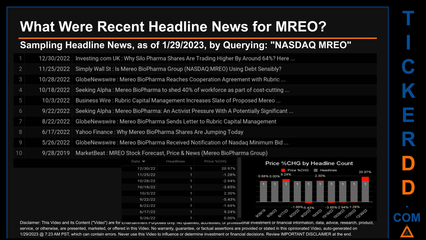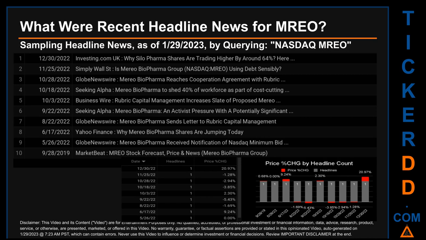The oldest publication was on Saturday, September 28, 2019, when 3 years 4 months and 1 day ago, MarketBeat published the headline that read, "MREO Stock Forecast, Price and News, MREO Biopharma Group." The latest publication date of Friday, December 30, 2022, was actually the day with the highest percentage change in price. It saw a price jump of 20.97%.